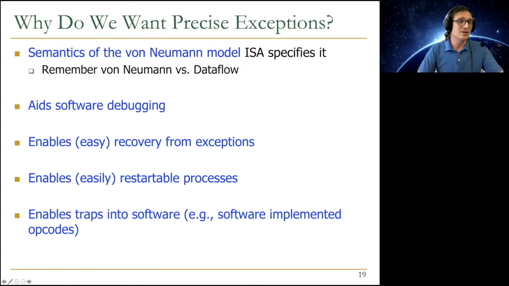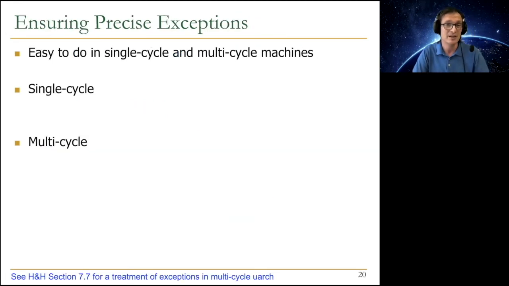Okay, so let's talk about how to ensure precise exceptions now. Hopefully these are clear. And some of these topics actually require some thinking, like enabling easily restartable processes or recovery from exceptions. I would suggest you think about them in more detail if you didn't fully understand them at this point. But basically, let's take a look at how we ensure precise exceptions. Let me talk about how to do it in a single cycle and multi-cycle architecture.